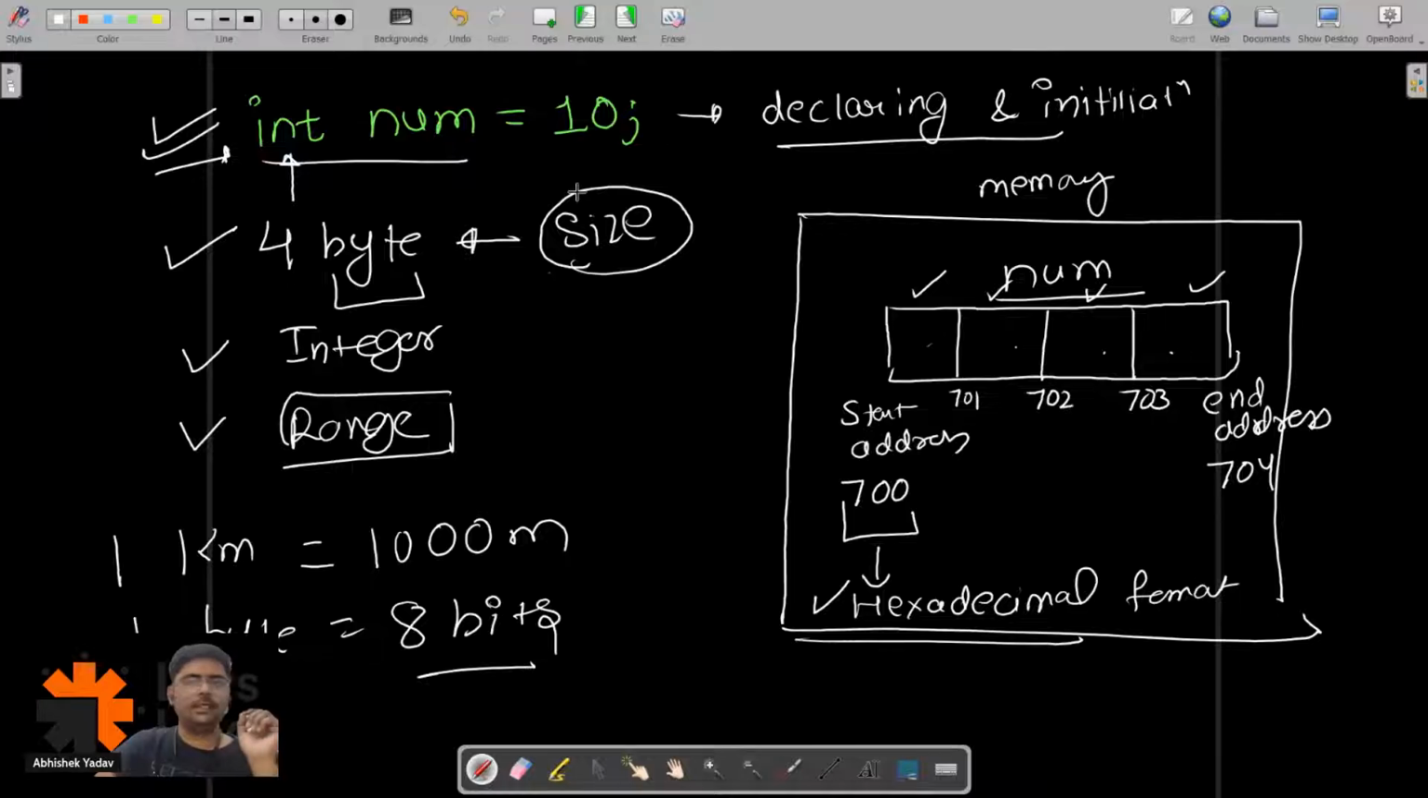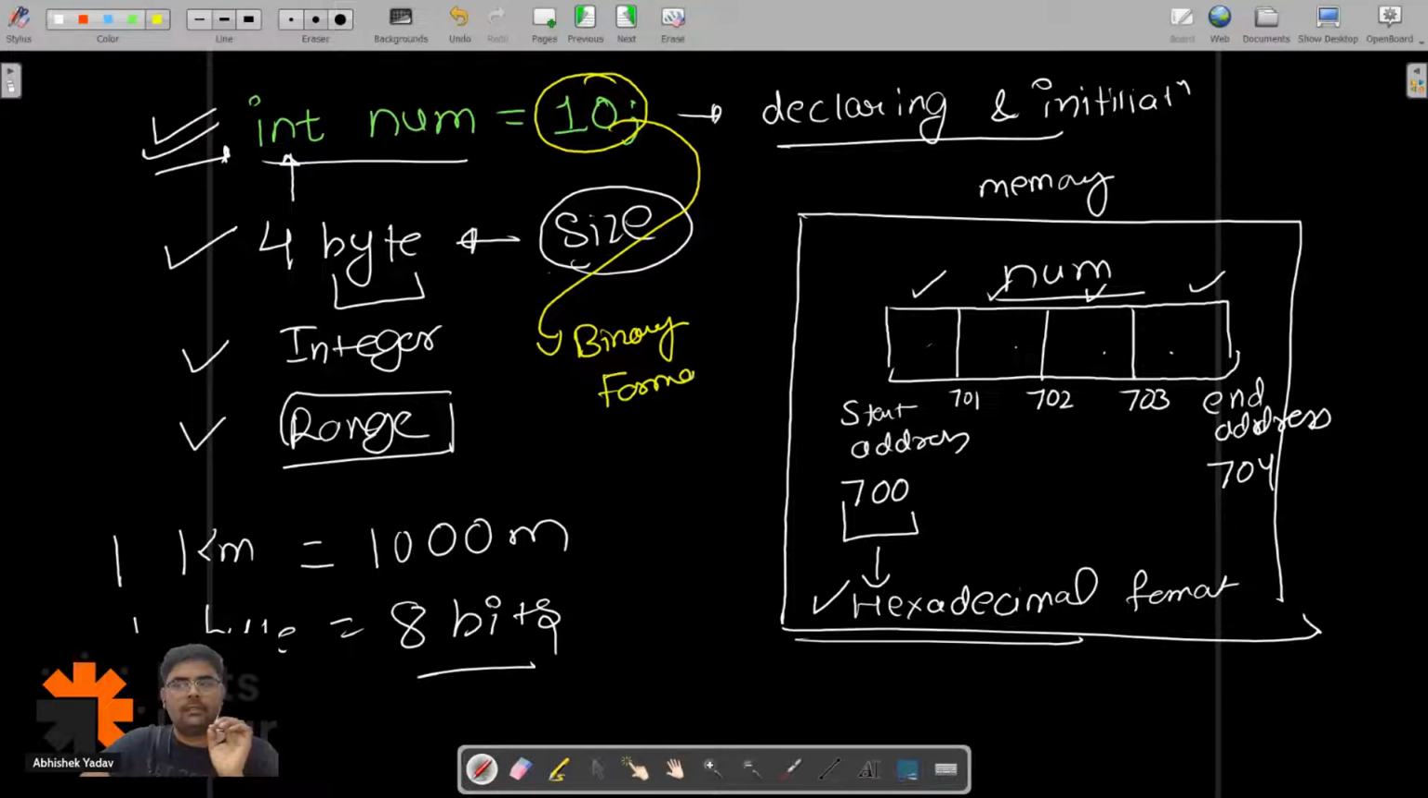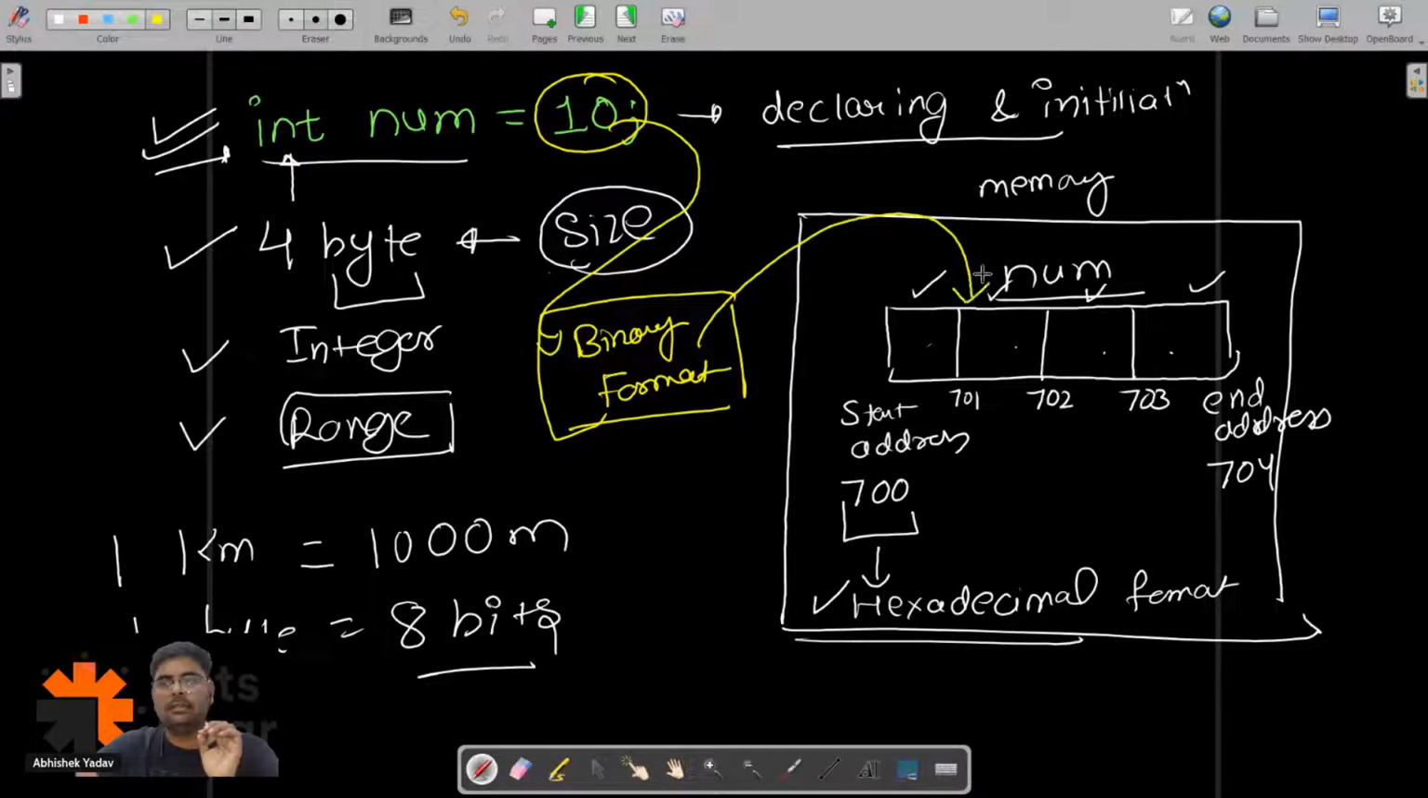Anyone has any doubt till this point, please write in the chat. Okay. And after that, what will happen? So 4 bytes are getting allocated inside the computer memory. And this data 10 will be converted to the binary format, that is in 0 and 1 format. And this binary format data will get stored inside the computer memory. Everyone is clear? Yes or no, guys?